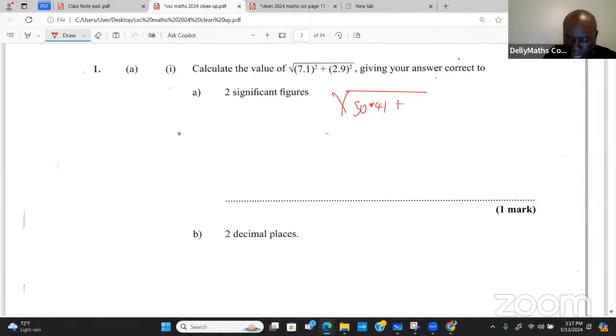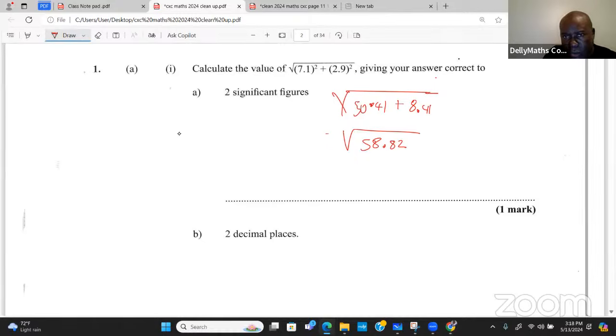50.41. And I'm going to add that to 2.9 squared. That's about 8.4, 8.41. Let's add these together. So 8.41 plus 50.41. That's 58.82. And then we take the square root of this. So the square root of that.